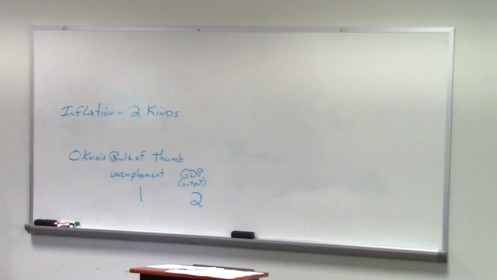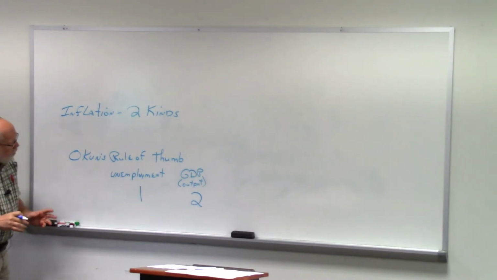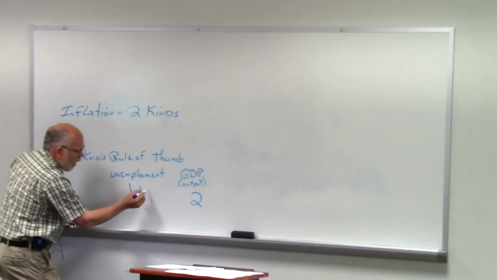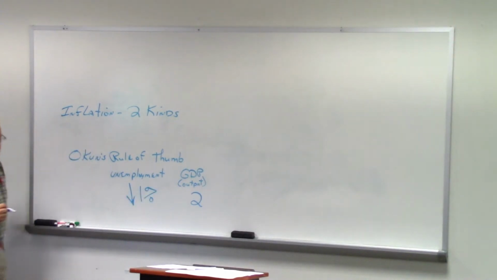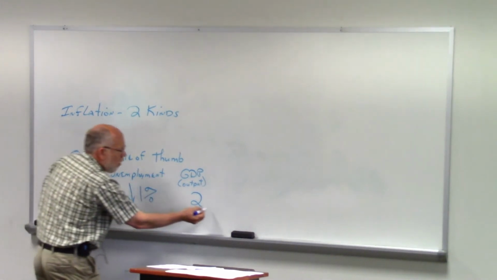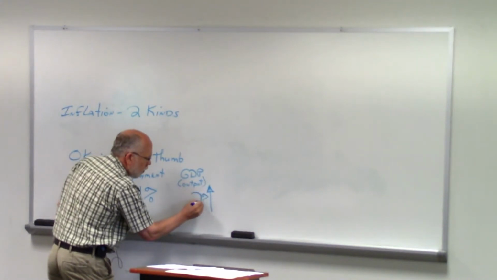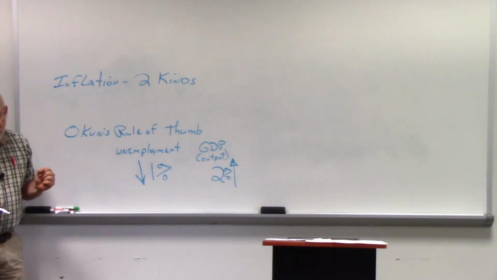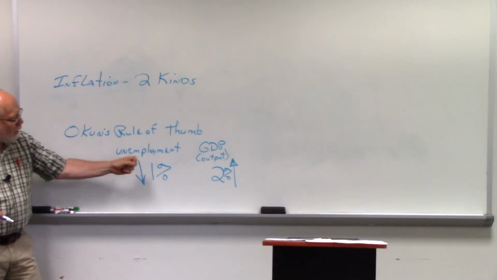Now, I'm not saying it's causal. I'm just saying if this happens, then you can expect to see that over there. It's not that one causes the other. It's just that they tend to work in sync together in a 2-to-1 relationship. At the most basic level, if we could decrease unemployment by 1%, then we should expect GDP and output to go up by 2%. So it's a 1-to-2 relationship, but it is an inverse relationship between unemployment and GDP.